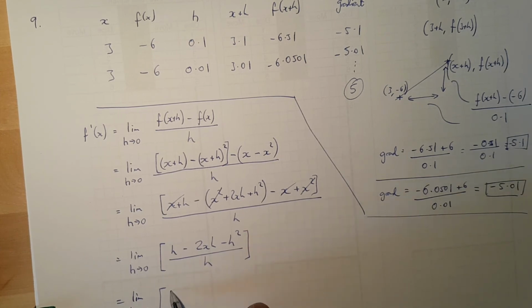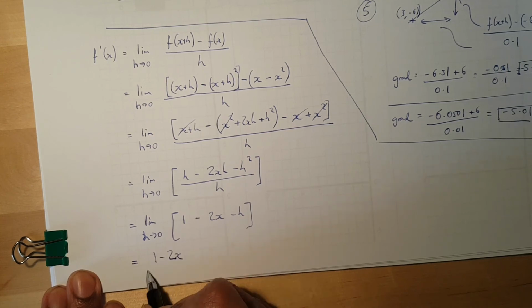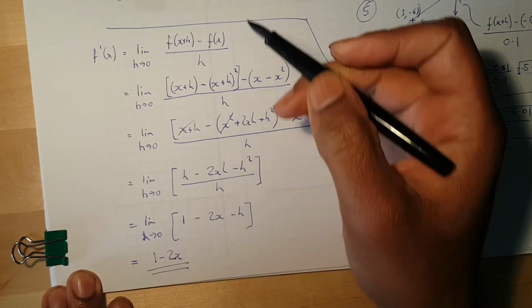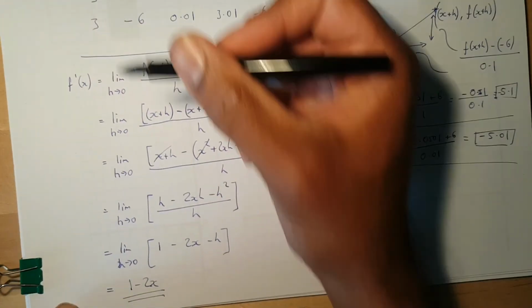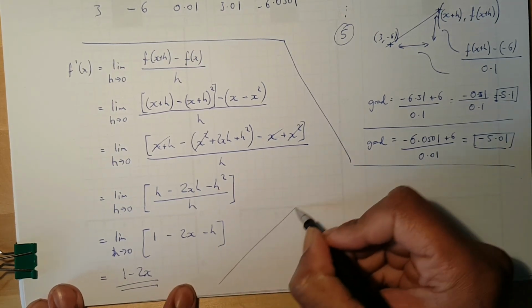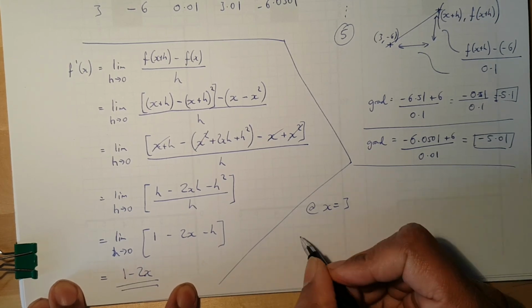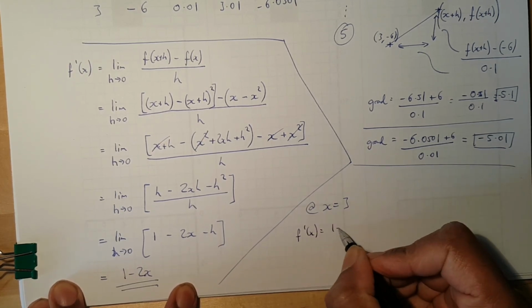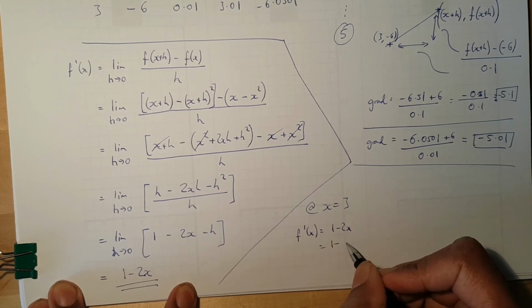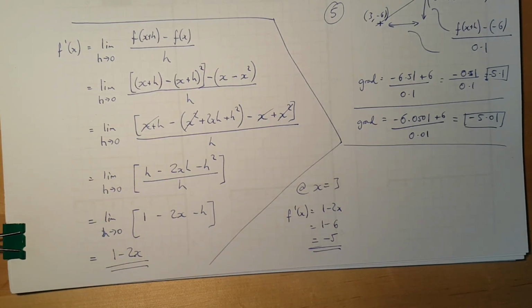Let's divide by h, shall we? So I've got a 1 there, minus 2x minus h, which as h tends to 0 basically equals 1 minus 2x. Let's see what happens. At this point, my x was 3. So that's an algebraic expression for my differential. If I now say at x equals 3, which is where I am considering this to be, f dash of x equals 1 minus 2x, which is 1 minus twice 3, which is 6, which is negative 5, which is what I got beforehand. And that's what the question asks for.